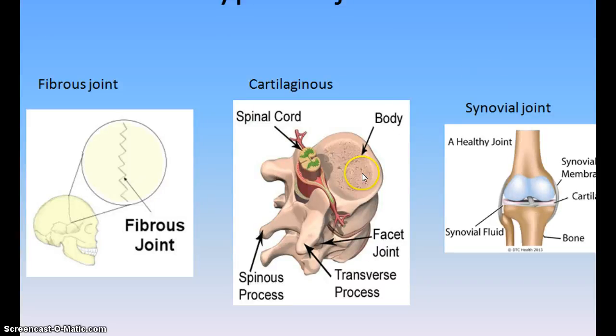Cartilaginous. They are known as slightly movable joints, and they make very slight movements. Bones are connected by cartilage, so they are very stable, for example the vertebral column. The synovial joint is freely movable and moves in any direction within a certain extent without injury, for example the patella.